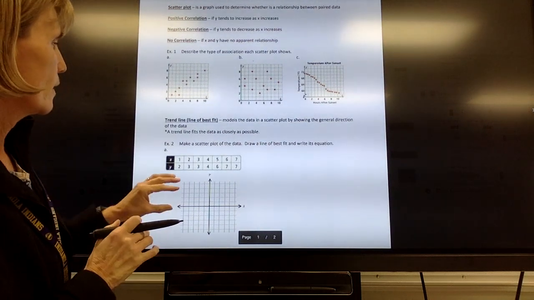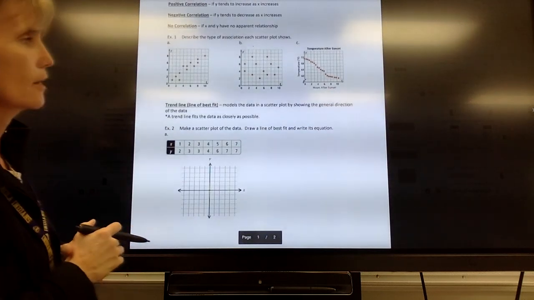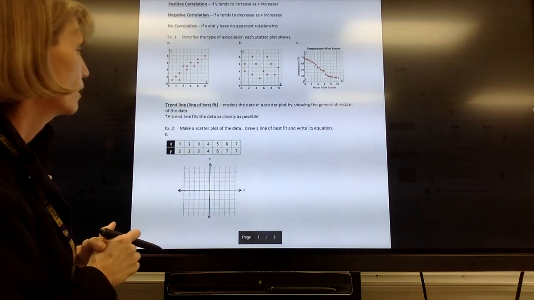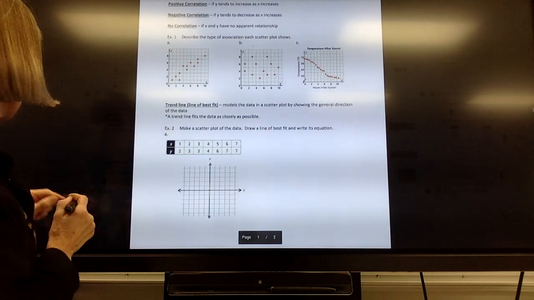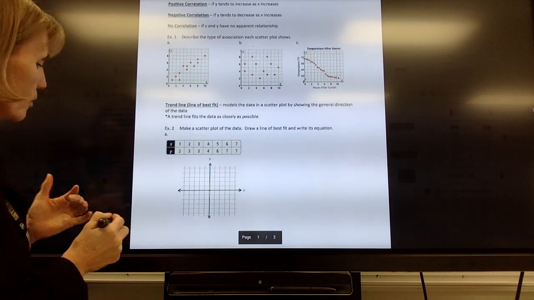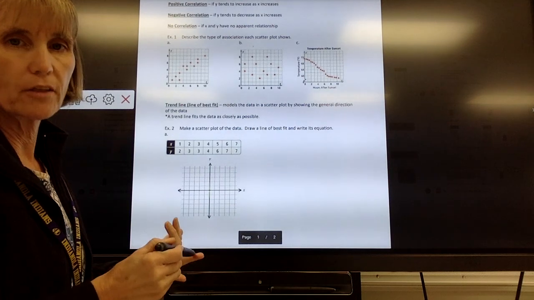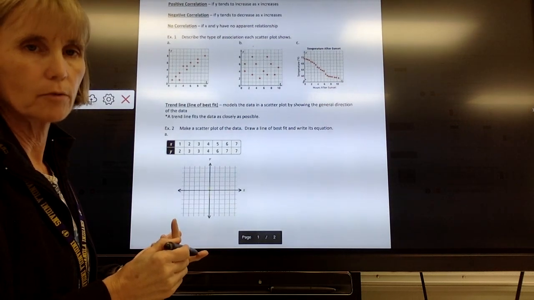Okay, now when we make a trend line, or what we call a line of best fit, it models the data in a scatter plot by showing the general direction of the data. Okay, so let's make a scatter plot and draw a line of best fit and write its equation. So this is what we're going to do. We're going to do three things. We're going to draw the scatter plot, we're going to make the line of best fit, and then we're going to write the equation for that line that we drew.